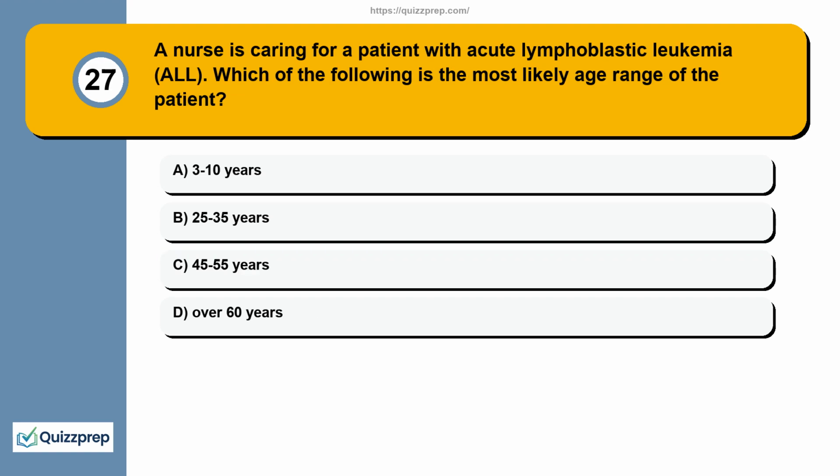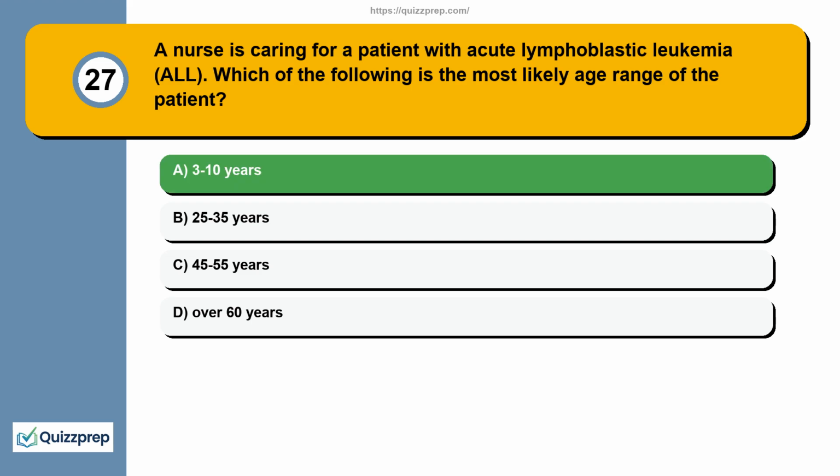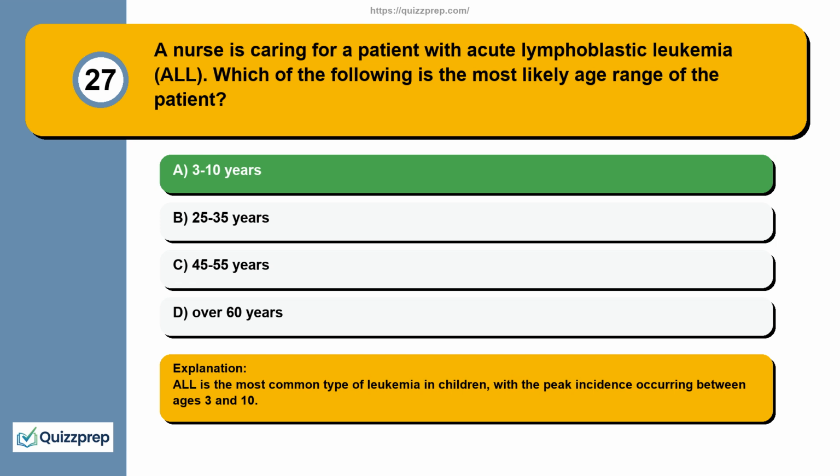Question 27. A nurse is caring for a patient with acute lymphoblastic leukemia, ALL. Which of the following is the most likely age range of the patient? 3 to 10 years, 25 to 35 years, 45 to 55 years, over 60 years. ALL is the most common type of leukemia in children, with the peak incidence occurring between ages 3 and 10.